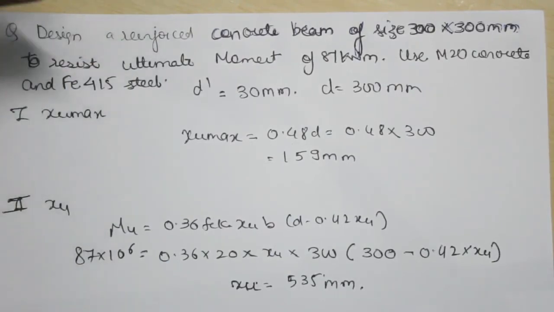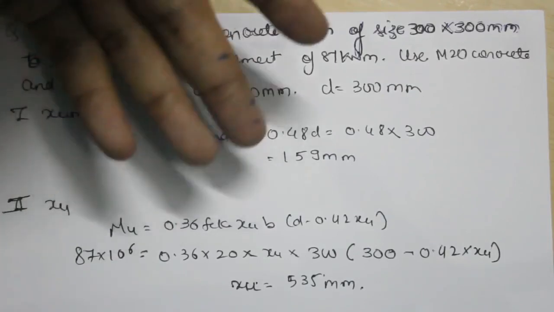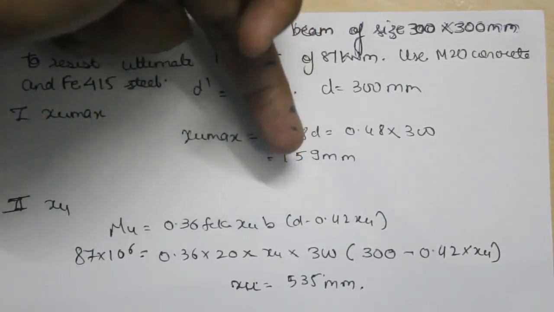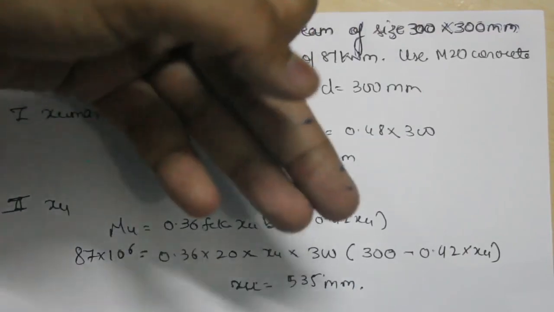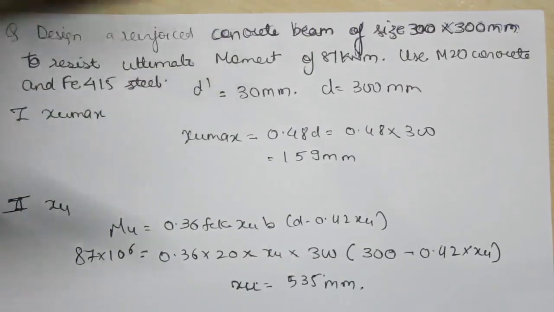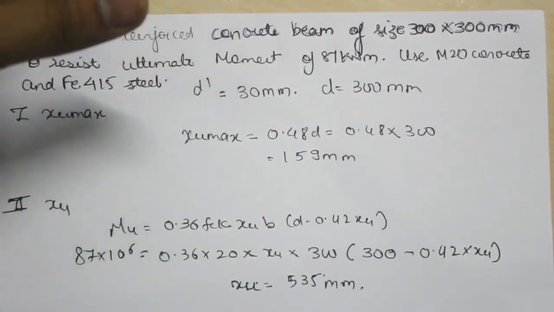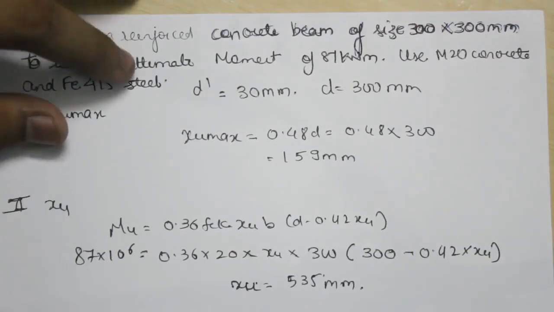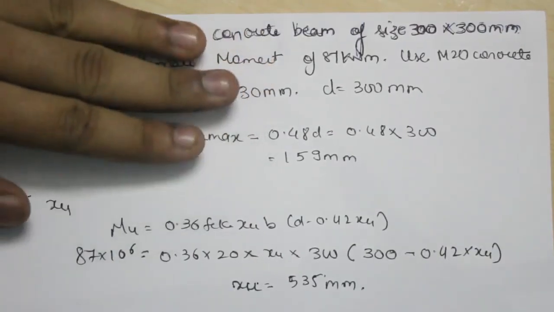So I assume that it is a singly reinforced beam, and I found out the value of XU using the equation of moment of resistance for singly reinforced beam. So I got it as 535 mm, which is clearly greater than XU max. So this beam is an over reinforced beam. In limit state design, we never design the beam as an over reinforced beam. So this is a doubly reinforced beam.